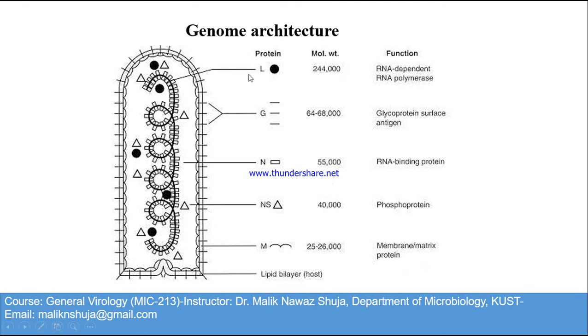These are the five proteins encoded, and in this column we can see the molecular weight of each protein. Then we must know about the function of each gene which is encoded by the RNA. For example, L is encoded for the RNA-dependent RNA polymerase, and the glycoprotein also serves as a surface antigen, and so on.